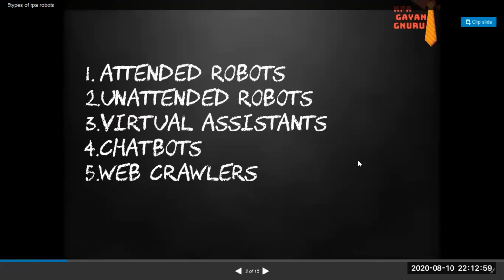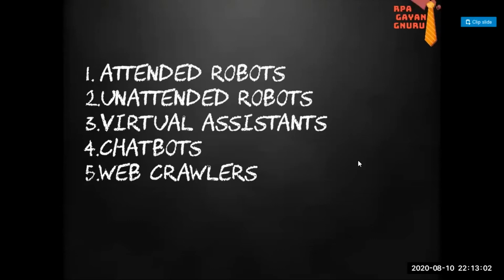Now, when we talk about RPA or robotic process automation, what we really mean is it's the software program that helps you automate a task. So today here we will talk about five types of RPA robots, and I'll be explaining each of these robots to you in a bit of detail. These five types of RPA robots are attended robots, unattended robots, virtual assistants, chatbots, and web crawlers.